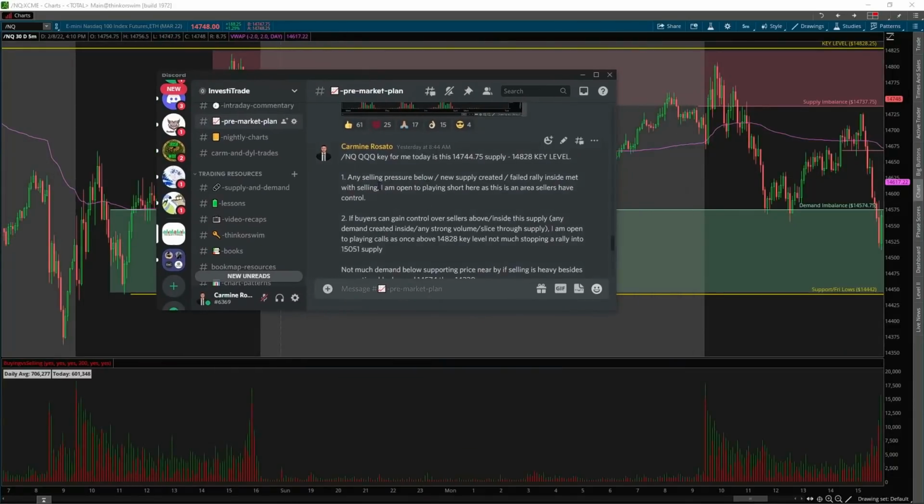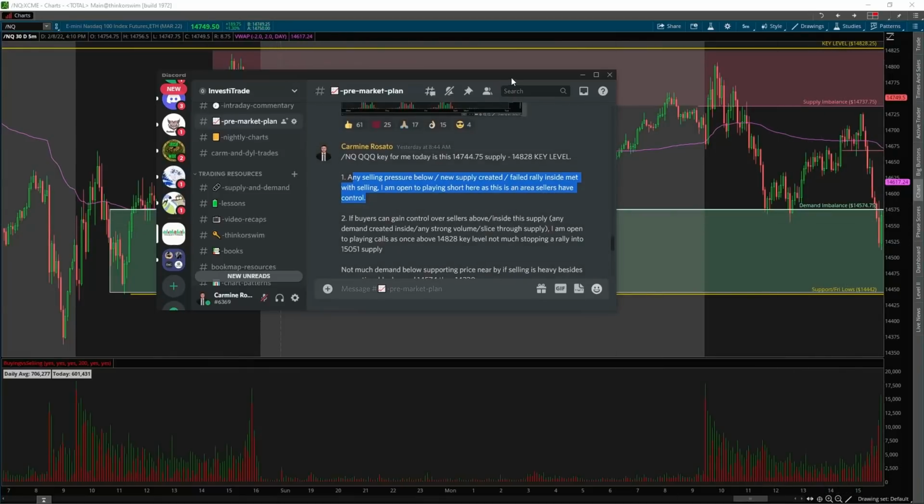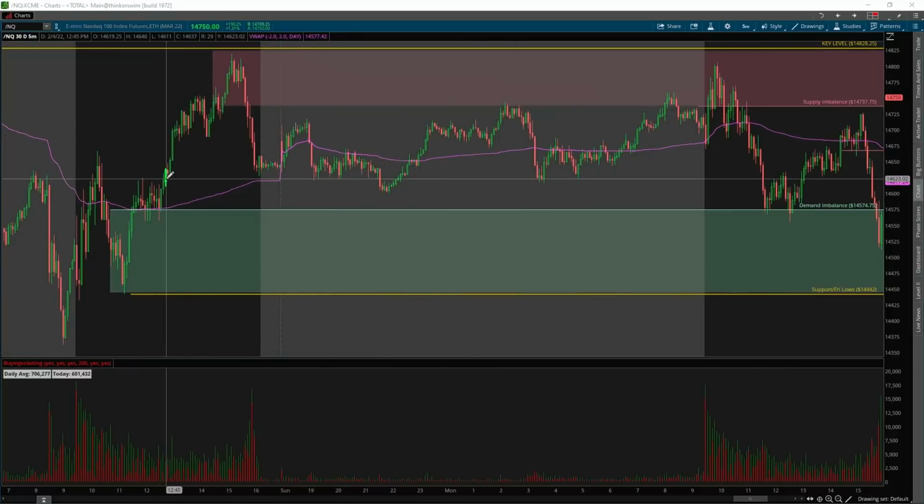And I said if there's any selling pressure below, or new supply created, or a failed rally inside met with selling, I'm open to playing short here as this is an area where sellers have control. We had demand lower at 14574, and we were watching for price to potentially bounce at it. If it did, then we had an upside plan. So very similar context to the S&P.